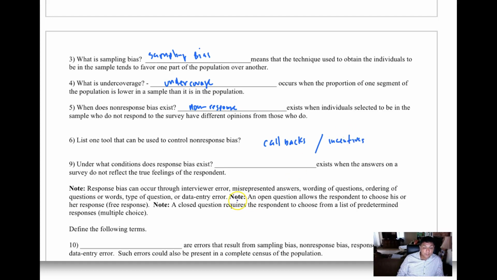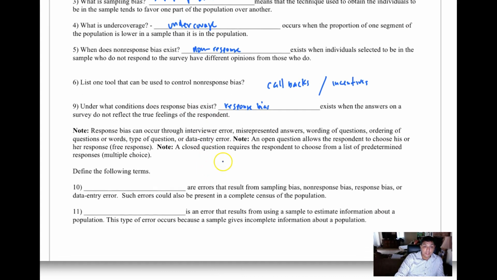And then, under what conditions does response bias exist? Well, it exists when the answers on a survey do not reflect the true feelings of the respondent. Response bias, for example, happened, I think, with the last presidential election. People were asked, are you going to vote for Trump or not? But many people didn't admit they were going to vote for Trump, and then they did when no one was looking. So the answers on the survey did not reflect the true feelings of the respondent. That's an example of response bias, and we'll talk more about specific ones.